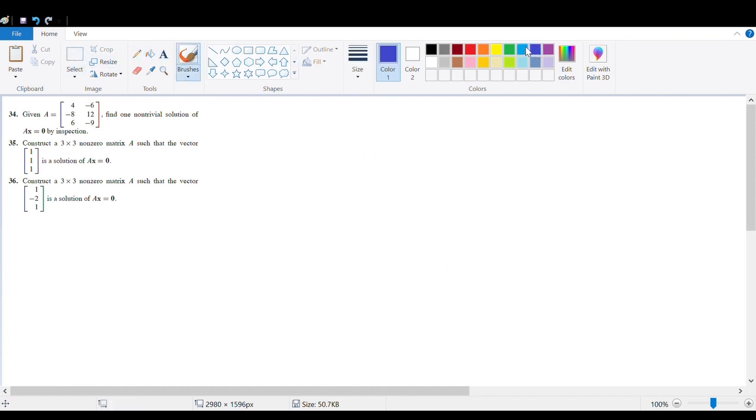So for 34, given A equal to (4, -8, 6), (-6, 12, -9), find one non-trivial solution of Ax equal to 0 by inspection. So we'll do the same way we did it in 33. We need Ax equal to 0. That means we need x1 multiplied by the first vector (4, -8, 6) plus x2 multiplied by the second vector (-6, 12, -9). This should be equal to the 0 vector.